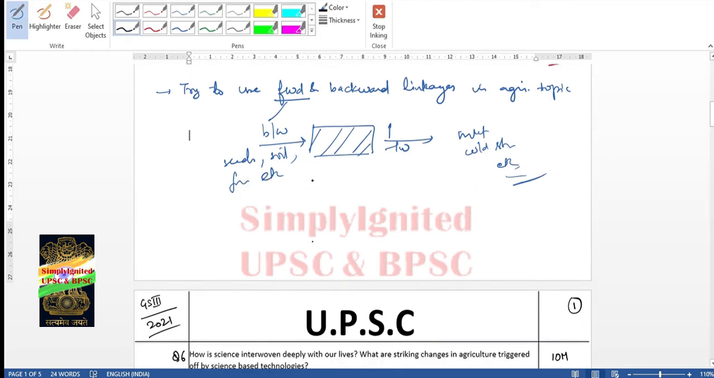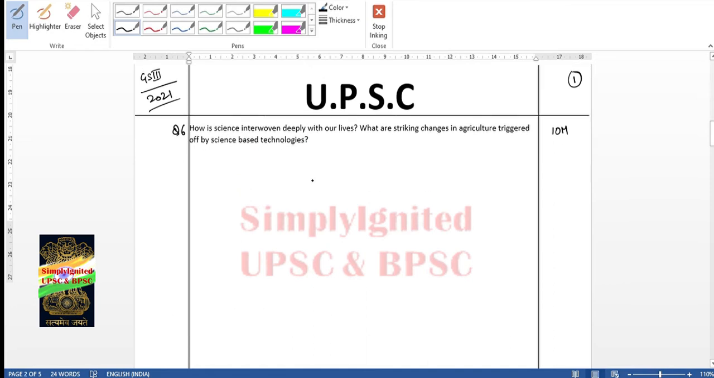Okay, the question says it is a GS3 2021 10 marker question. I'll be starting with a smaller question and then I'll be going in detail. Okay, how is science interwoven deeply in our life? Do you think it is a science question? Let's study it. What are the striking changes in agriculture triggered by science based technology? You see, this is a GS3 question, so remember budget, economic survey, and these documents will come handy in this. Okay, so let's see what we can write.